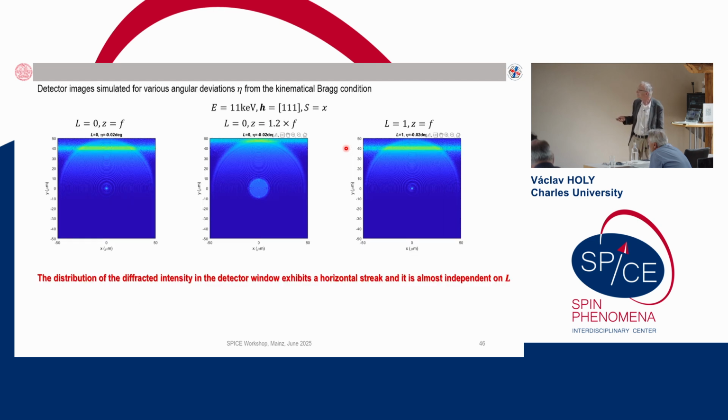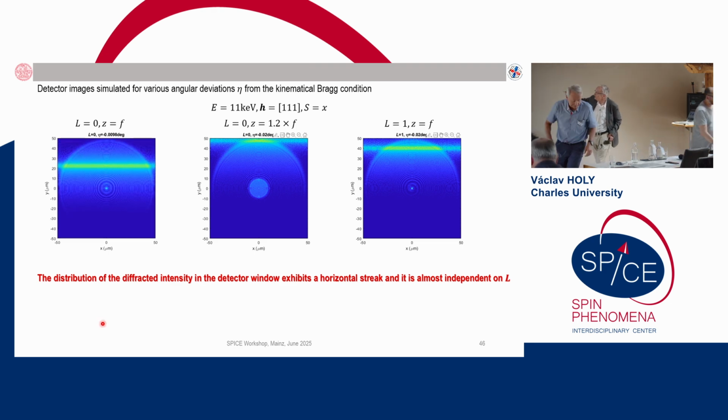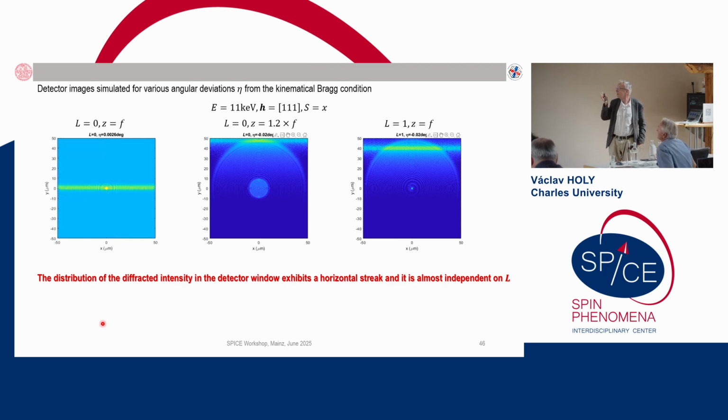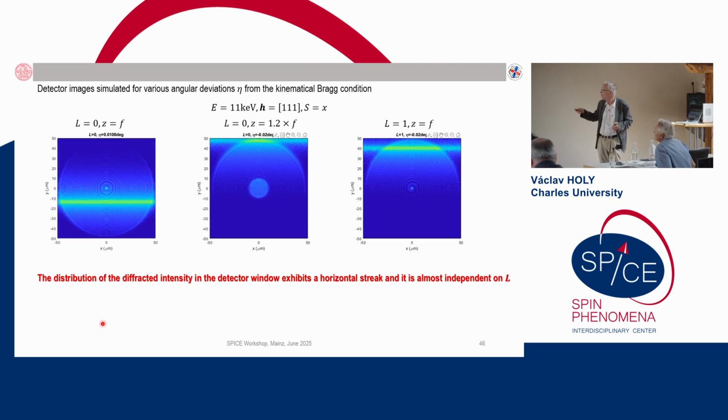And these are the results. This is a simulation of the detector image. So this is a simulated video. This is the detector image for a rotating sample. So we are rotating the sample. We are changing the angular deviation from the Bragg position.